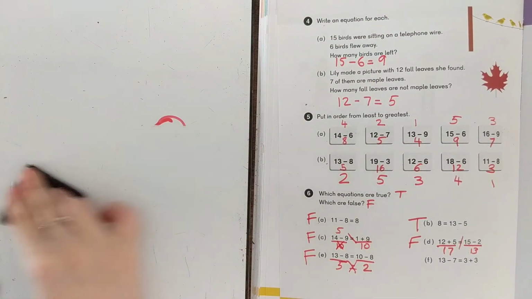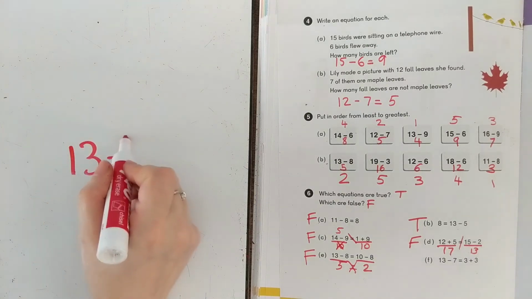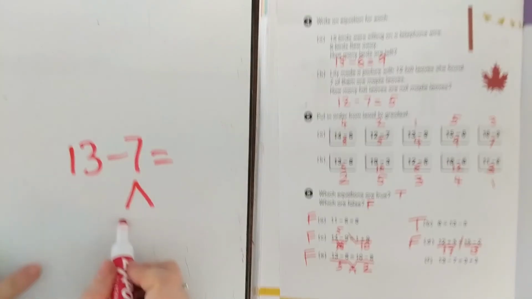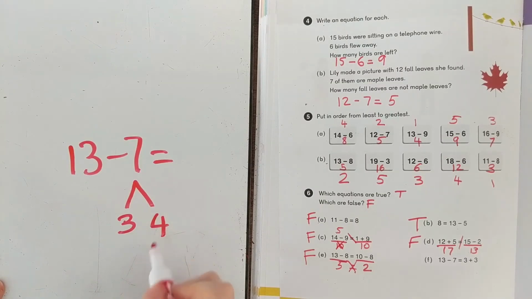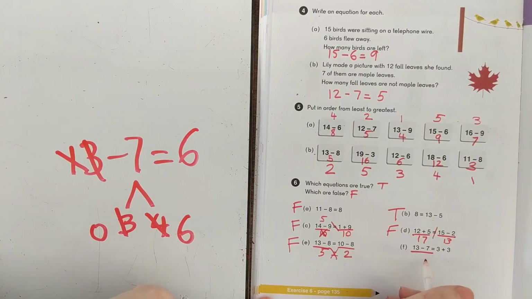And let's do the very last one. 13 minus 7. Inside of the 7, there is a 3 and a 4. 3 plus 4 is 7. Now we can subtract. 3 minus 3 is 0. 10 minus 4 is 6. So our answer for the first part, 13 minus 7 is 6.